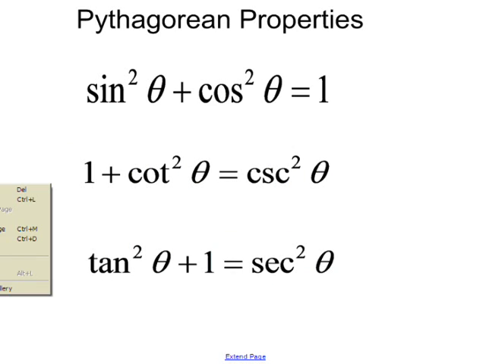Summarize those. Make sure you have those written down or highlighted. Super important identities. Of course, if you remember this one, you can always get these two by just doing exactly what we just did, dividing by sine and cosine. And sometimes I do that. Sometimes I just take the time and do that because maybe I get them confused as to which one's which.